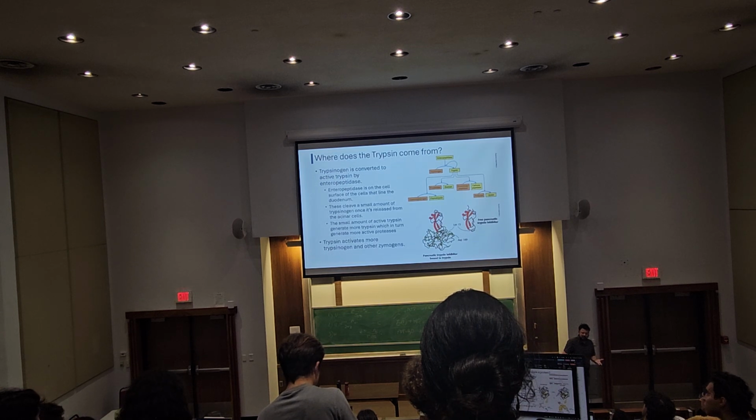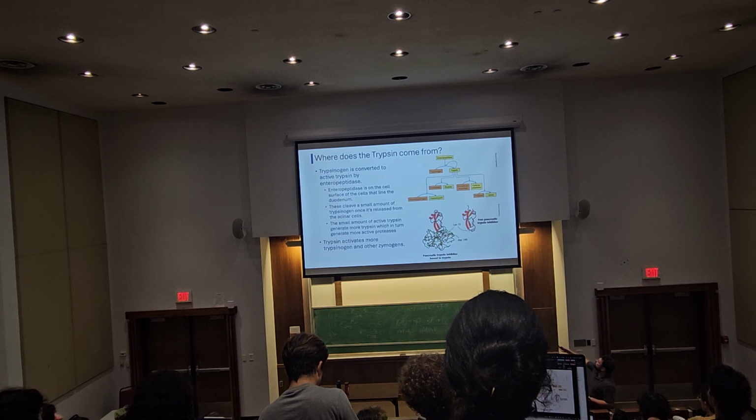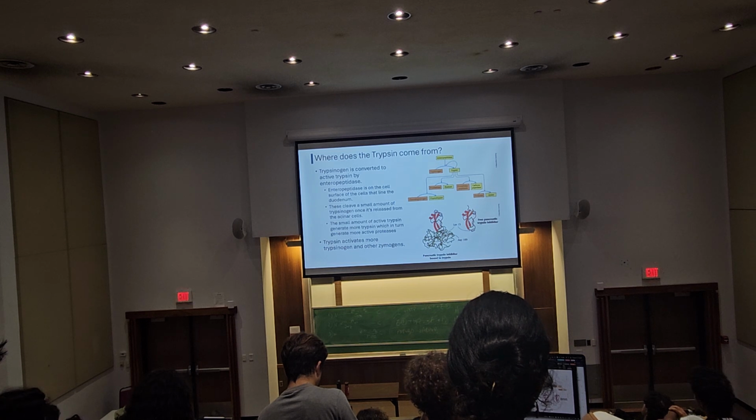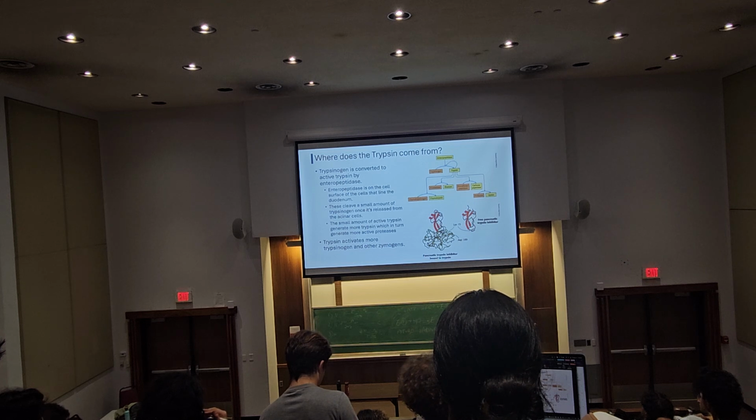Now, where does this trypsin come from? Trypsin comes from trypsinogen, right? So trypsin is also synthesized as a zymogen. And trypsin is activated by enteropeptidase, right? And this is an example of an enzymatic cascade.